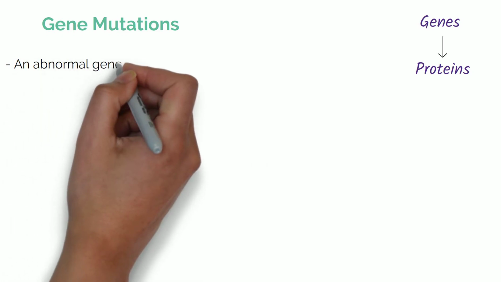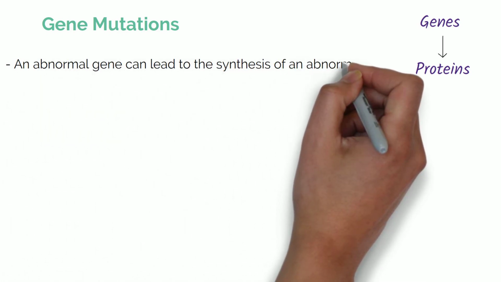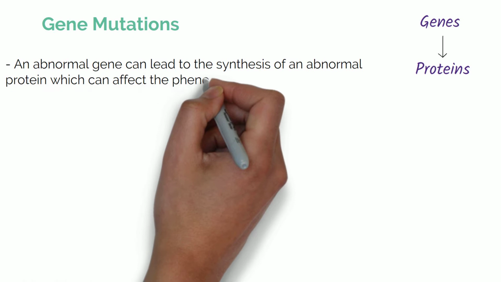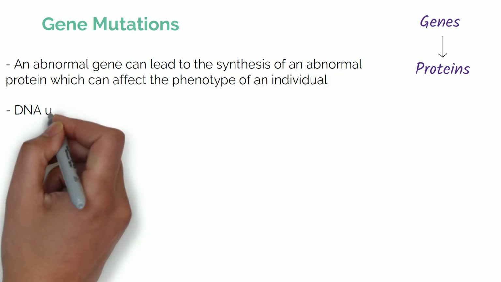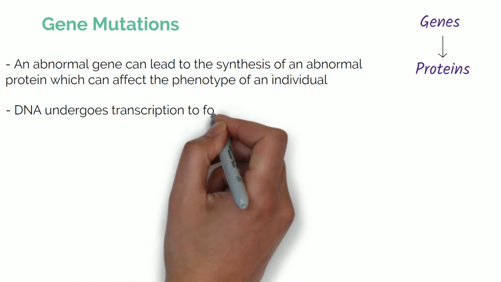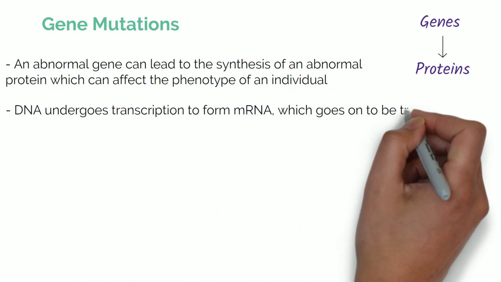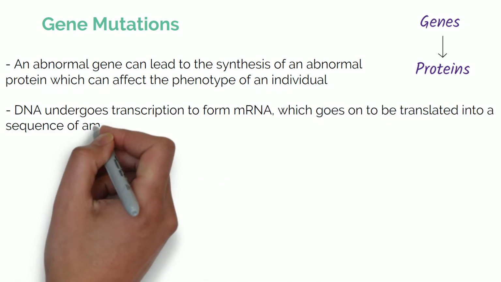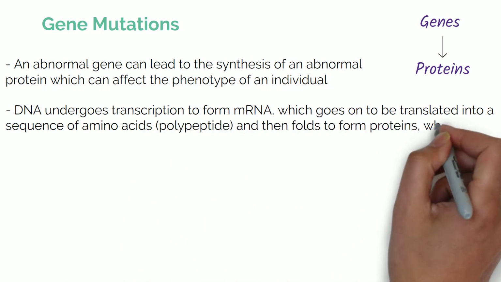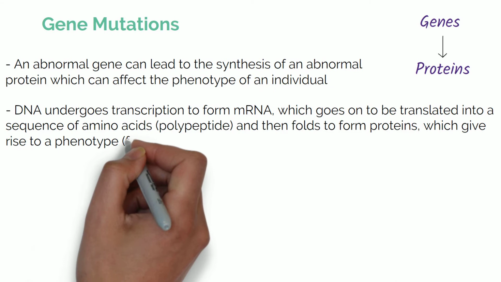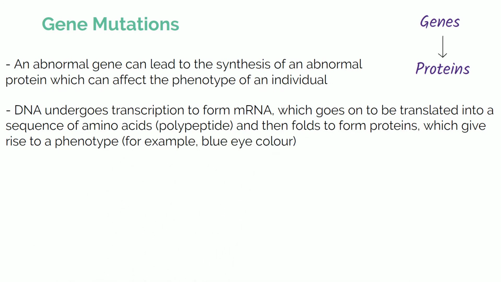Genes encode proteins. An abnormal gene can lead to the synthesis of an abnormal protein which can affect the phenotype of an individual. DNA undergoes transcription to form mRNA, which goes on to be translated into a sequence of amino acids or a polypeptide, and then folds to form proteins which give rise to the phenotype. For example, blue eye colour.